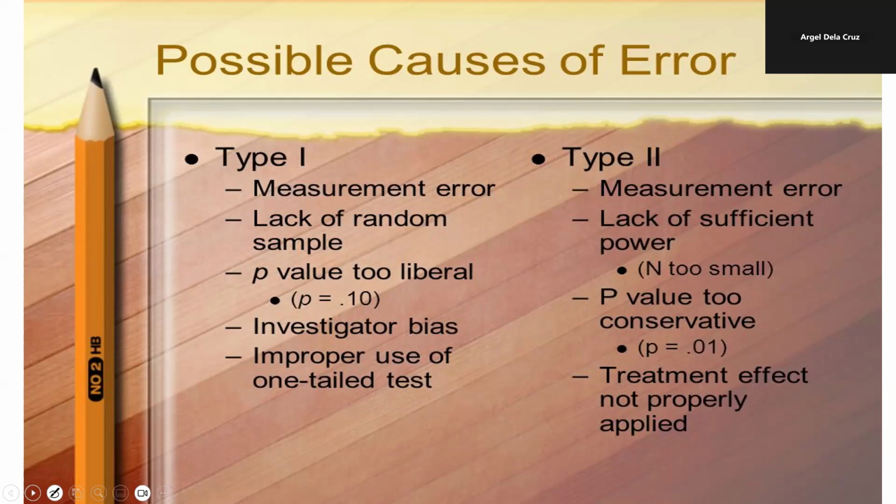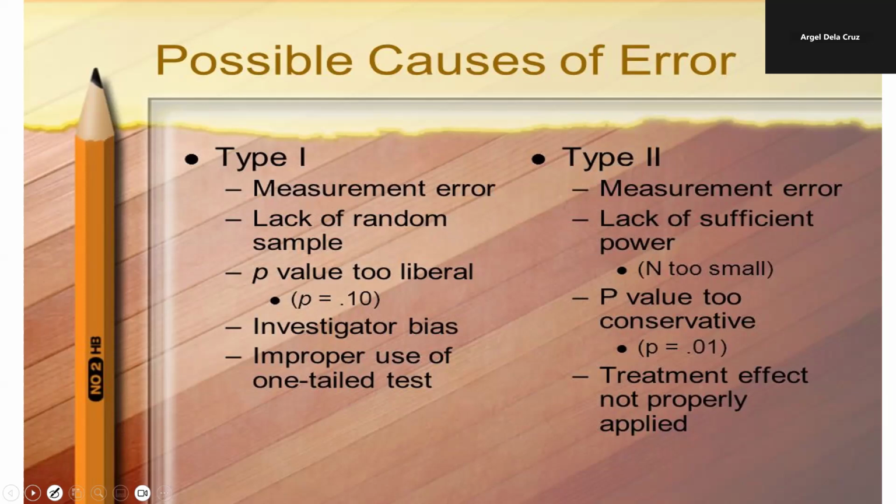Number two, the p-value is too liberal. Our p-value is 0.10, which is acceptable for social science. It means you're accepting a 10% margin of error, which is quite a big number, and that causes our instrument to become insensitive. Another is bias of the investigator and improper use of one-tailed tests. Those are possible causes of type 1 error.